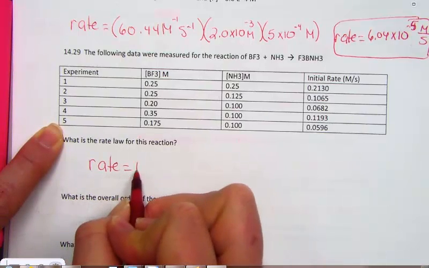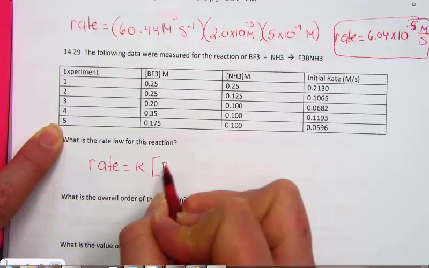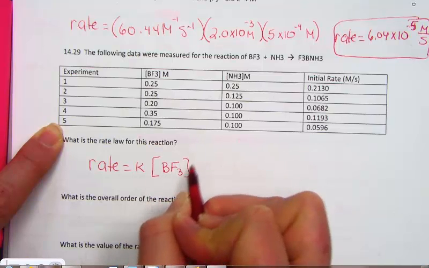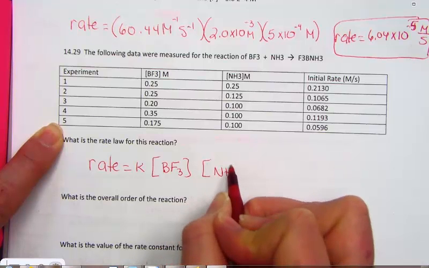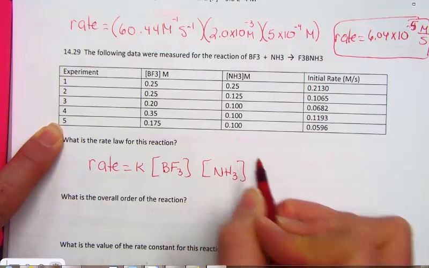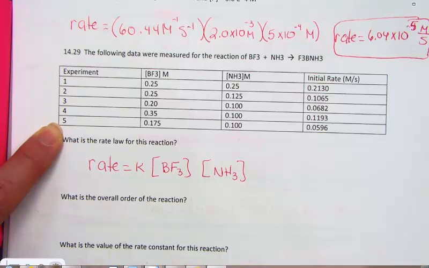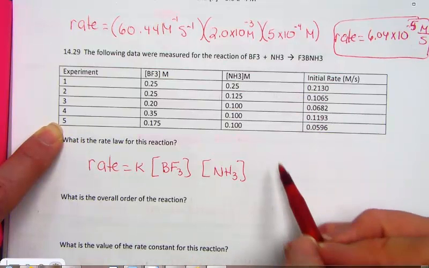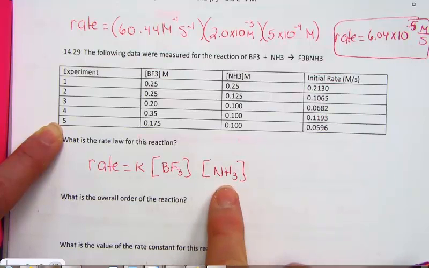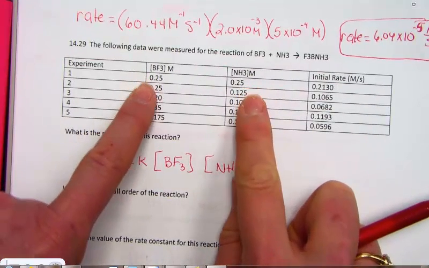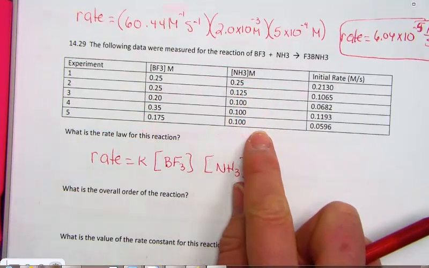Rate is equal to K times the concentration of BF3 raised to some power I don't know yet, times the concentration of NH3 raised to some power I don't know yet. But using the initial rate data, we're able to figure out with what order did BF3 affect the rate, and then again what order did ammonia affect the rate. Looking through your data, let's find some trials that hold one of the ingredients constant.